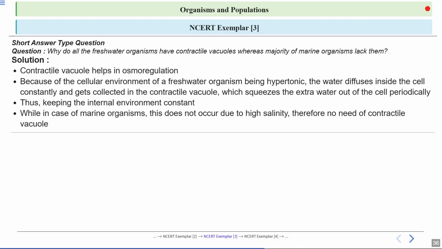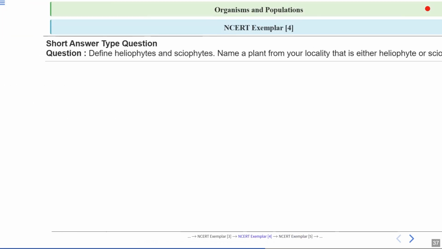In contrast, marine organisms live in salty water where the concentration of salt outside the cell is similar to or higher than inside. So this means water will not rush into their cells, and they do not require a contractile vacuole.